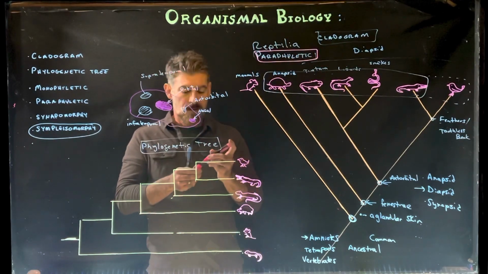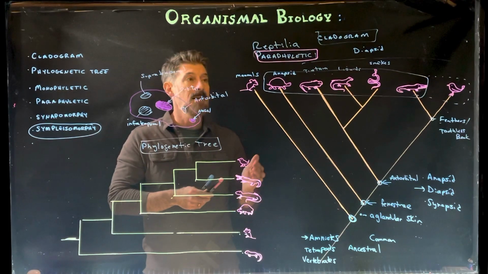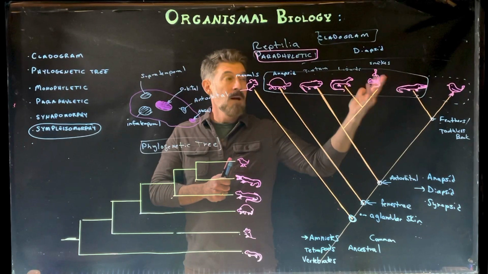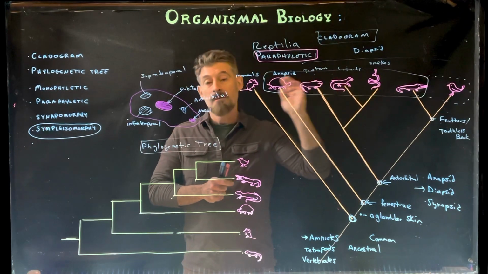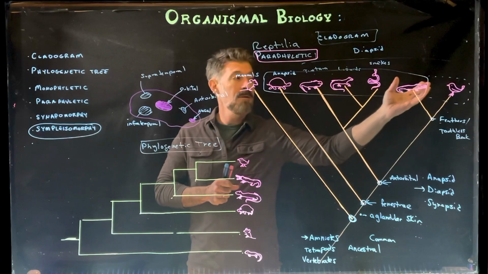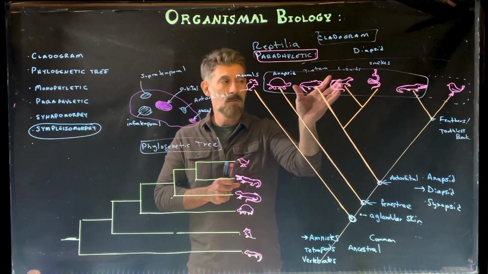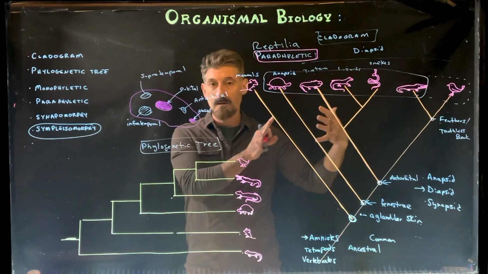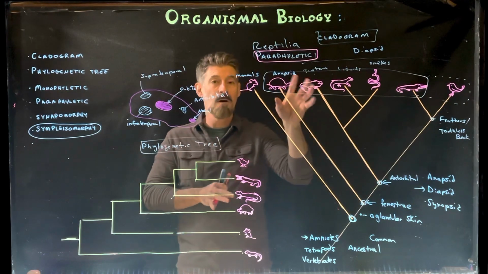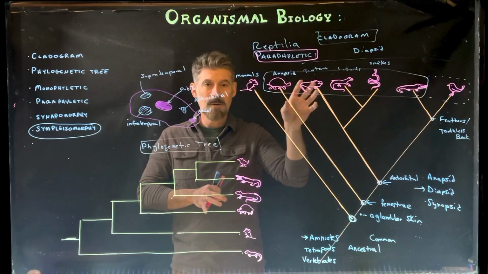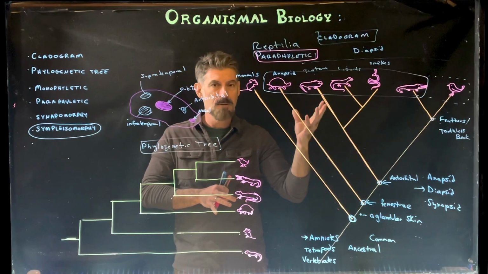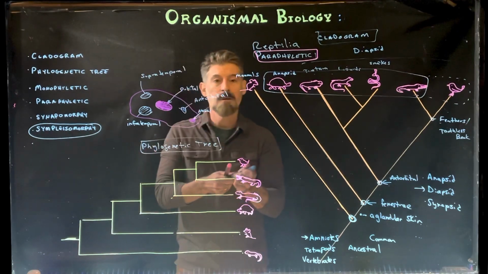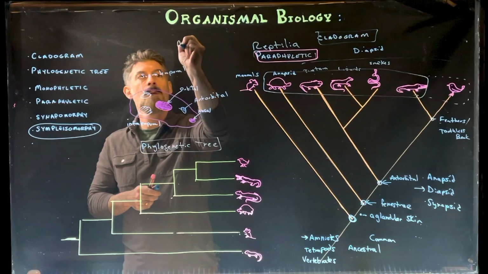So paraphyletic means that we are either including members of a separate group in with the group, or we are excluding members that should belong to the group, but we're keeping them out. So the group that we're talking about is either missing members or it has extra members in it that maybe shouldn't be there, and that's what we call it. Now, that is opposed to a different term, the term monophyletic.